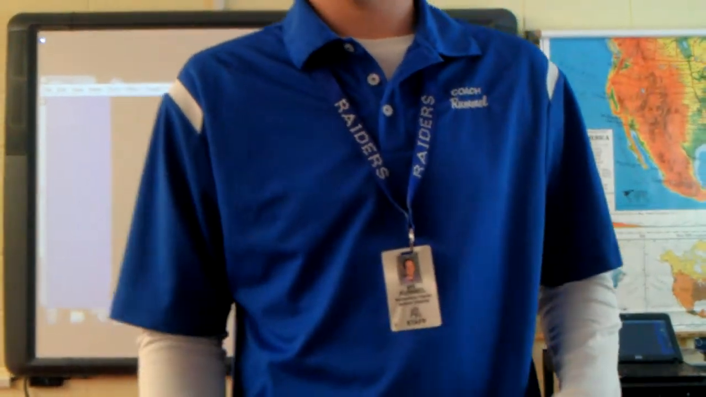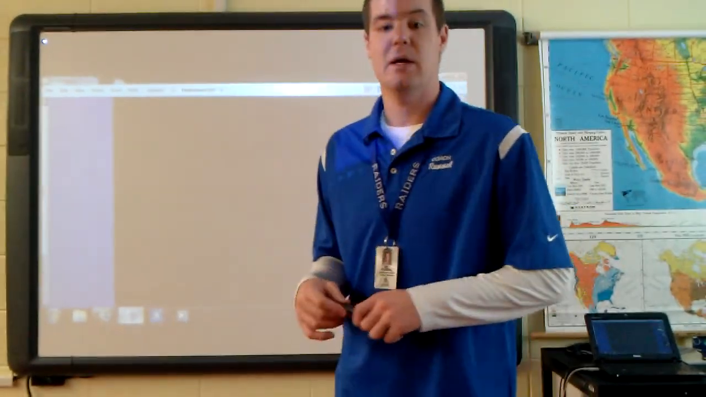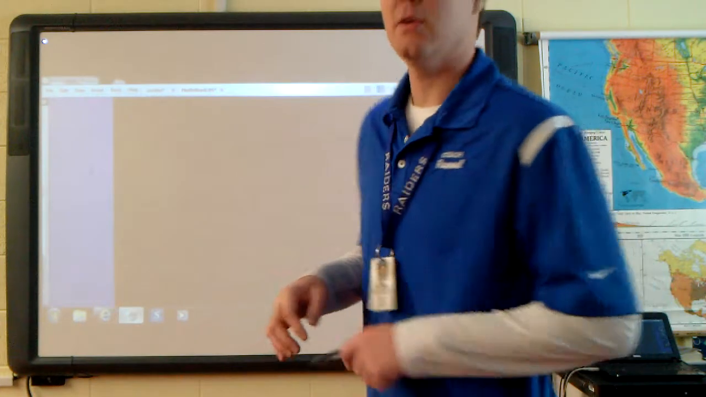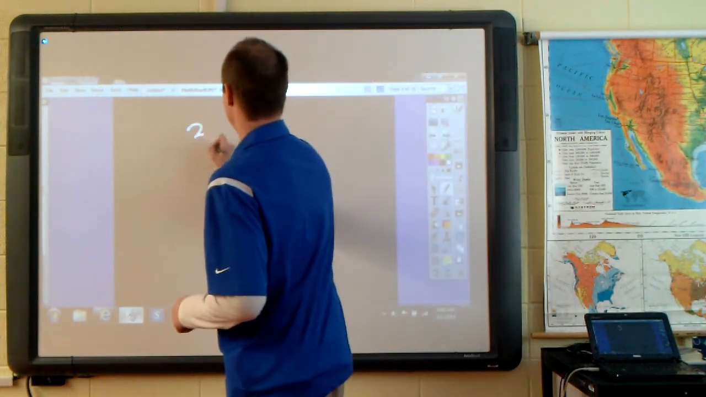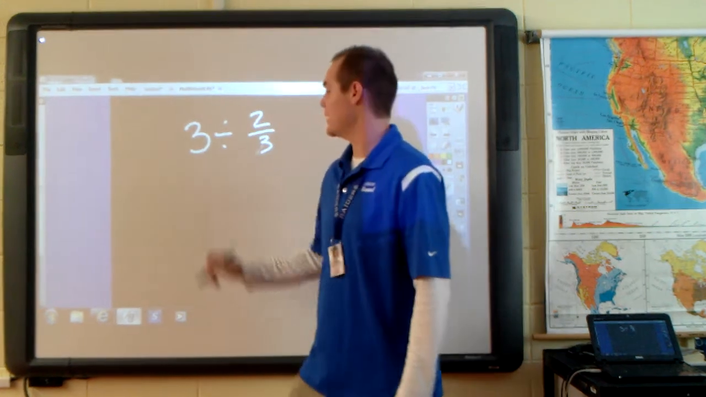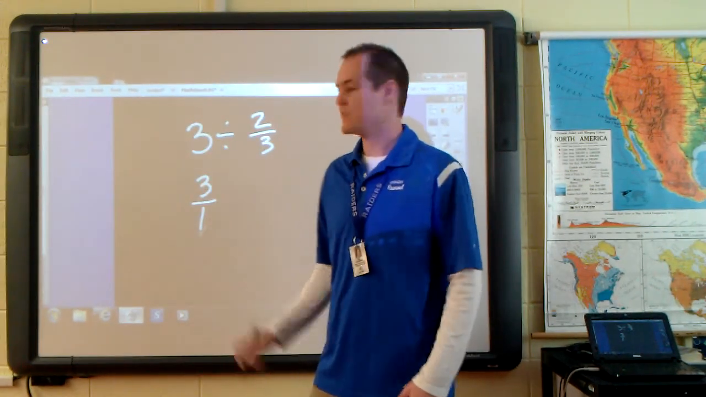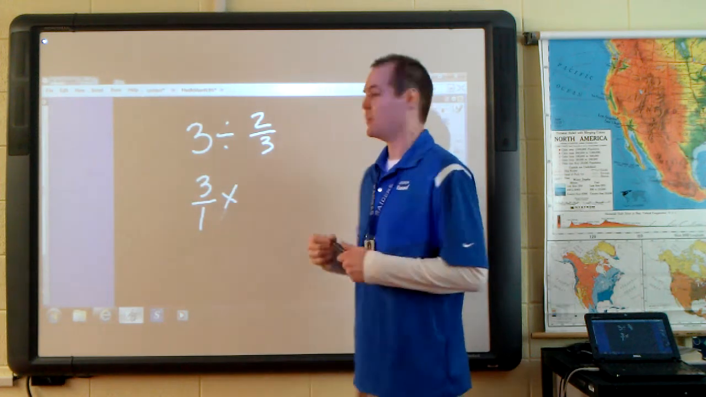Okay, let's do a few practice problems. I would like you to do practice problem H on example number 3 line. The third example. Example H says 3 divided by 2/3. Again, if we want to make this a fraction, you can put a whole number over 1 and it doesn't change its value. Division switches to multiplication.